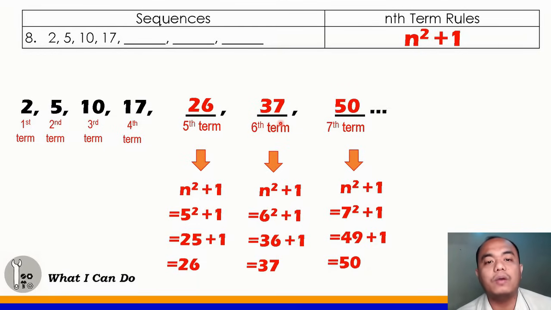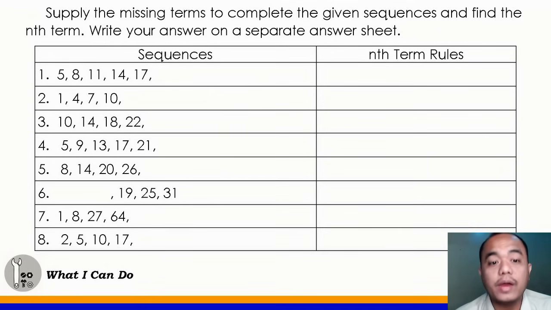We have now our 5th, the 6th, and the 7th term: 26, 37, and 50. Okay, let us review our answers for the What I Can Do part in your module. For number 1, we have 20, 23, 26 as the next 3 terms in the sequence, and the nth term rule is 3n plus 2.